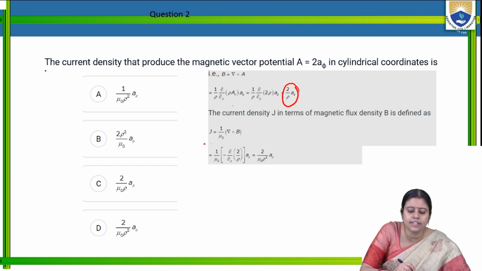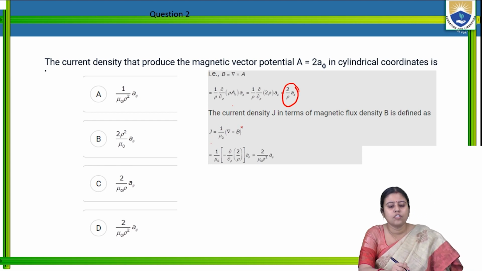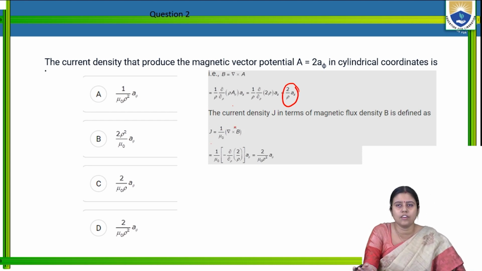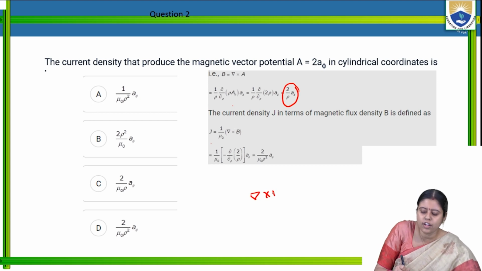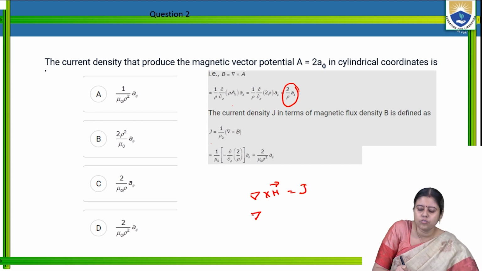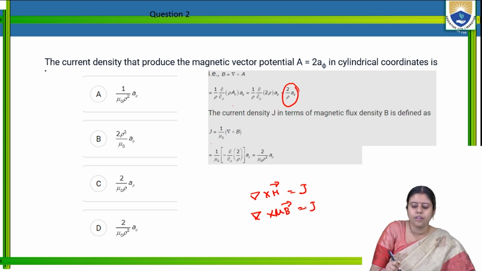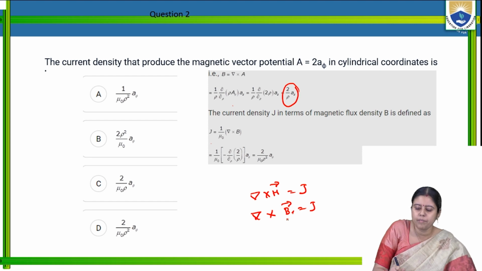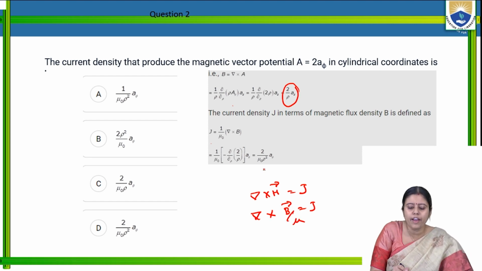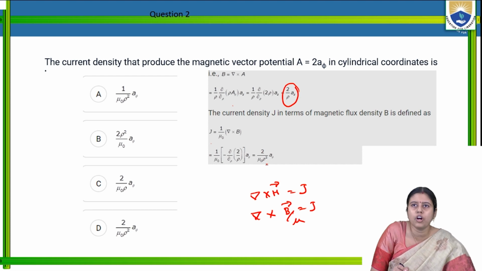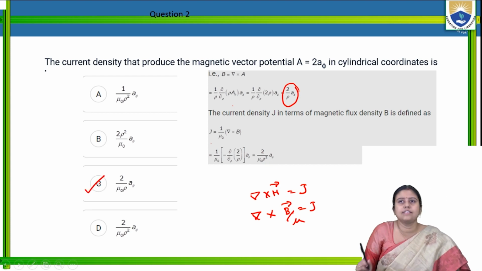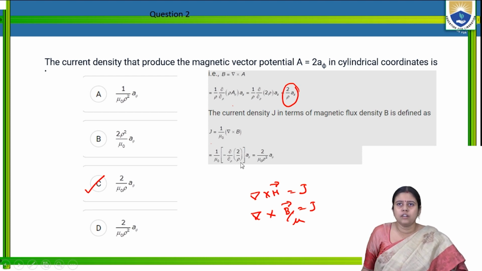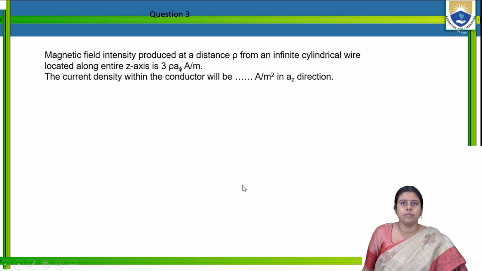And what is J? J is equal to grad cross H. I wrote one small mistake: grad cross H is equal to J. So, grad cross B by mu is equal to J, as H means B by mu. So the value will come 2 mu naught rho square A rho, divided by mu naught. So answer C is the correct answer.